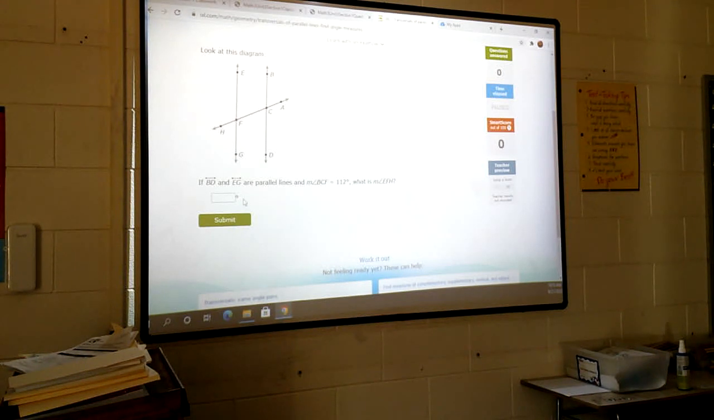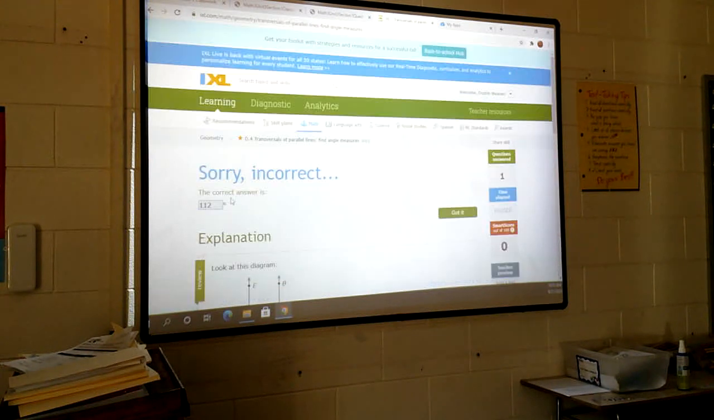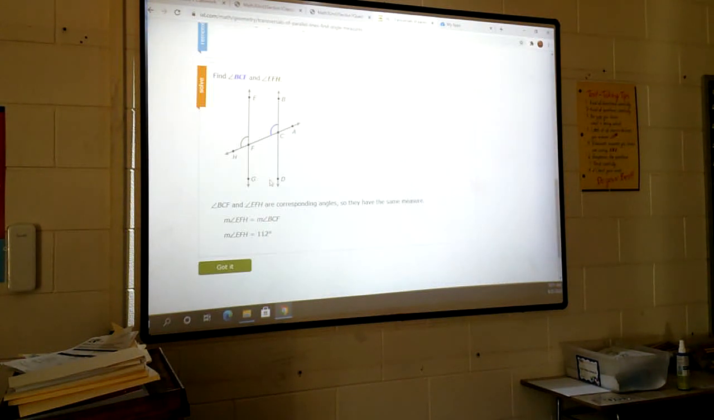Let's say I missed it. Okay? If I miss it, it's going to go down here, and it's going to show me that those are corresponding angles, which means they should have the same measure. So that's what you're going to look at on IXL. Again, you get to a 90 on the IXL, and that's 100. So you don't have to go through the challenge zone on there or anything.